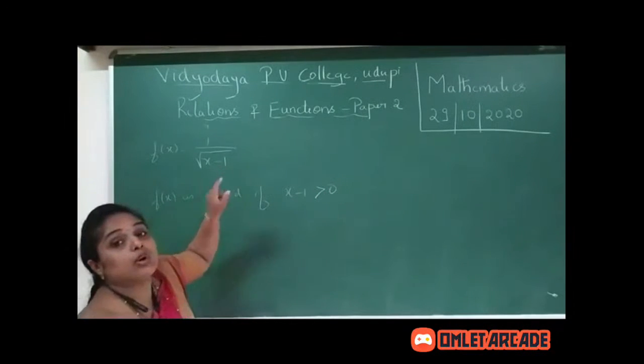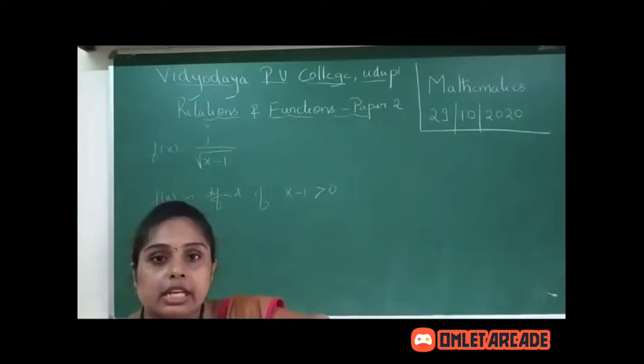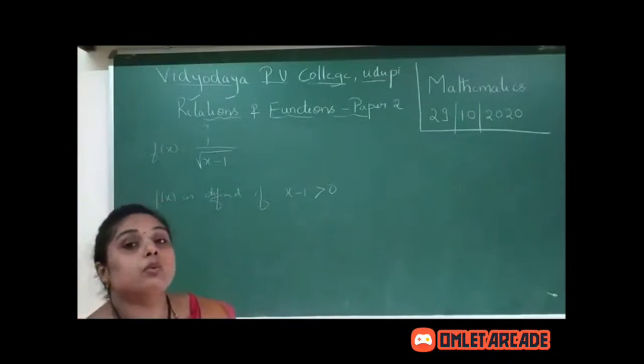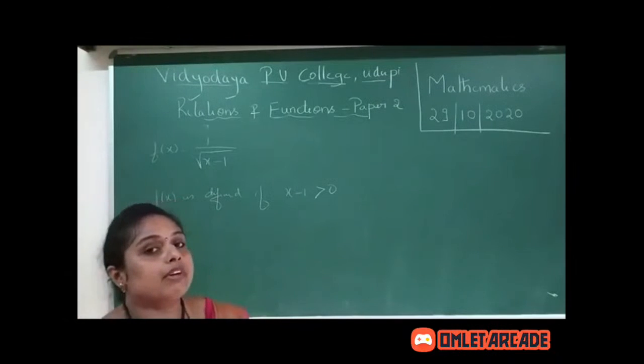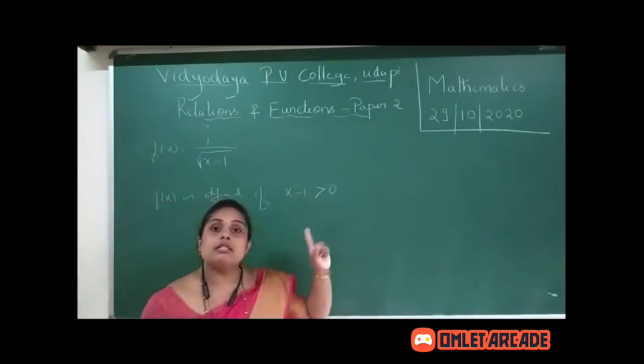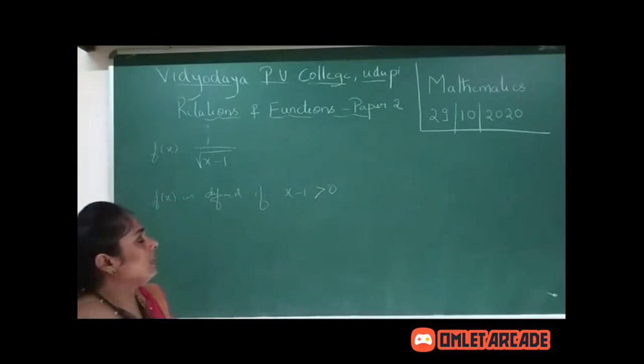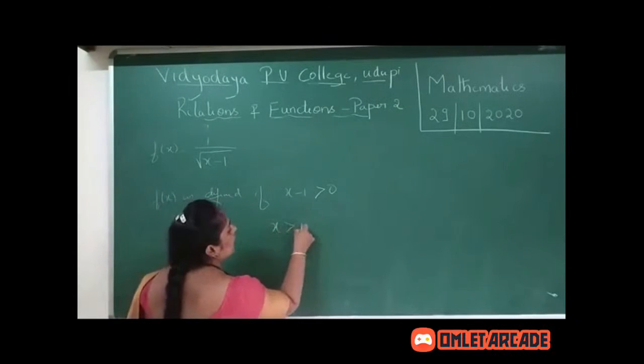What if it is greater than or equal to 0? I am getting root of 0. Root of 0 is 0. 1 divided by 0 will not be defined. Whenever I have 1 divided by root of something, that denominator is always greater than 0. It will not be equal to 0. So from this, x is greater than 1.